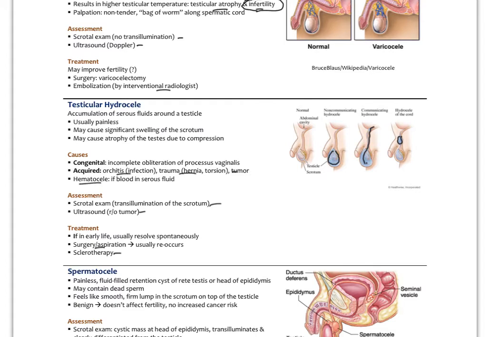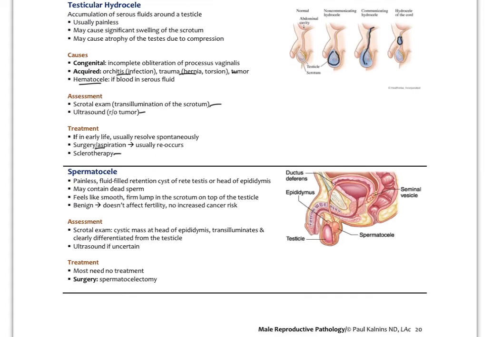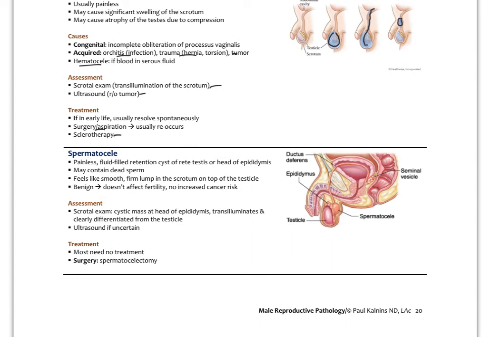All right, so that's testicular hydrocele, and then spermatocele can also cause a painless scrotal mass, and that's a fluid-filled retention cyst in the rete testis, and that's at the head, either the rete testis of the testes or the head of the epididymis, so spermatocele down here. It may contain dead sperm. It feels like a smooth, firm lump in the scrotum on the top of the testicle, and it's benign. It doesn't affect fertility, and there's no increased risk for cancer. So that's where we just have to reassure our patients of that.